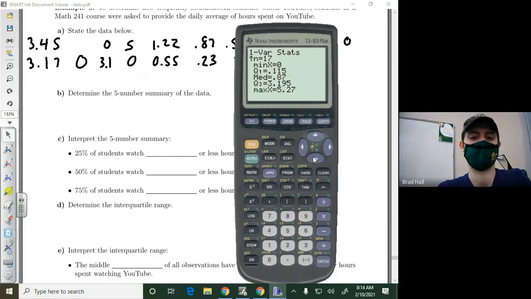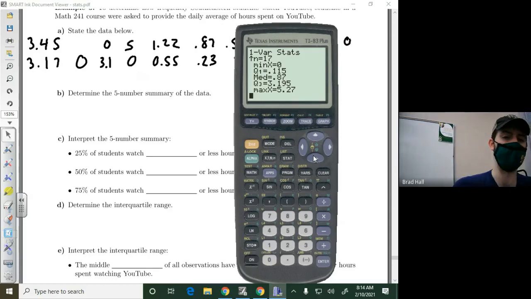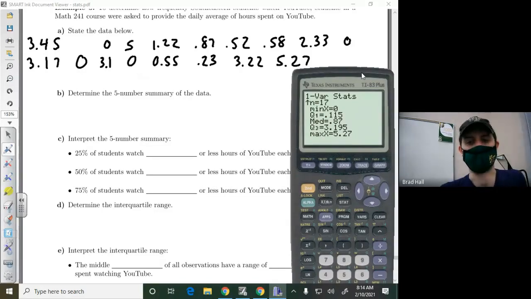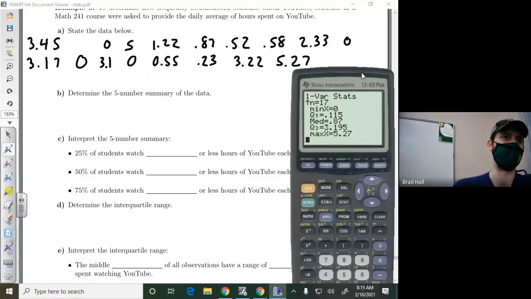Okay, that's better. So I just got rid of one of the zeros from the data set. And now we get some numbers that are at least unique, which is normally typical. It's pretty rare to have a minimum equal to the first quartile unless there's a lot of skew in the data. So let's go ahead and write out the 5-number summary.